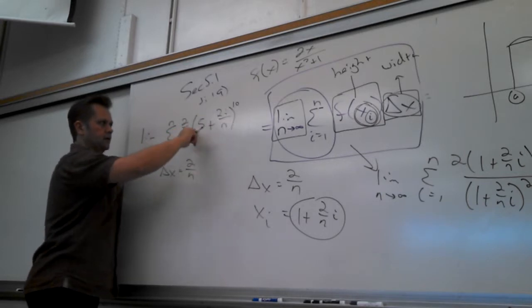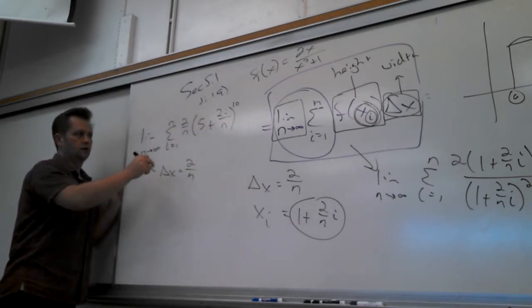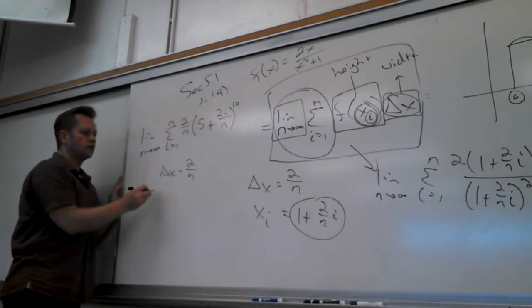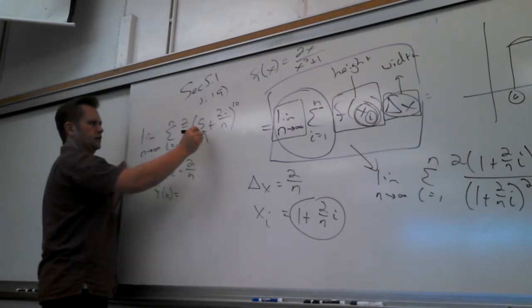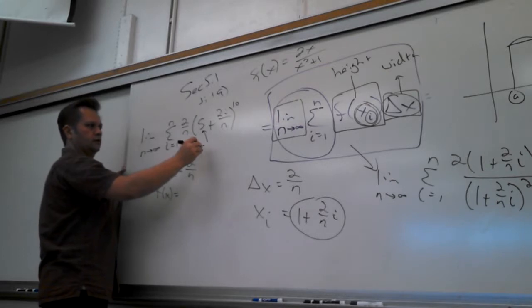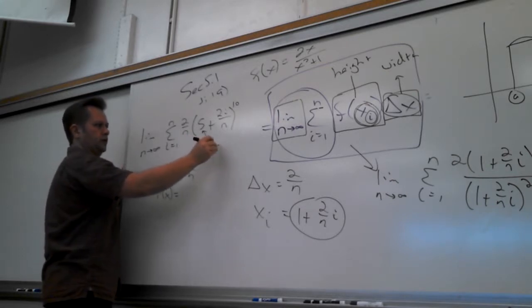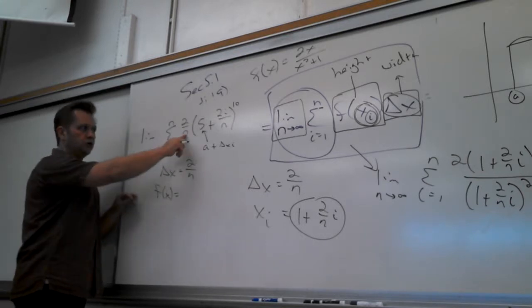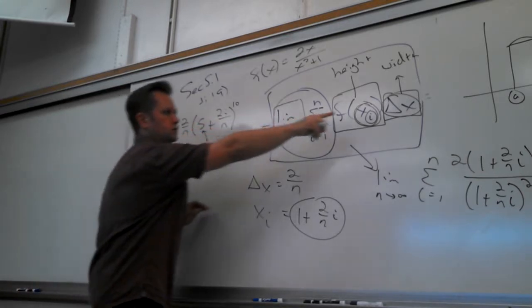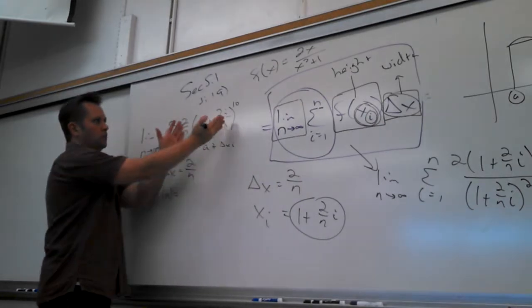Because what is this? This is going to be the function evaluated. So what do you think the function is? And what do you think this is? It's x times... So in general, it's a plus delta x i. Right? Can you see that form? And we knew delta x was 2 over n, because that's the good thing on the outside. That's delta x. What must f of x be?